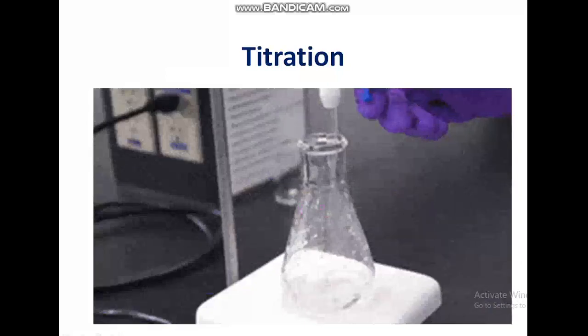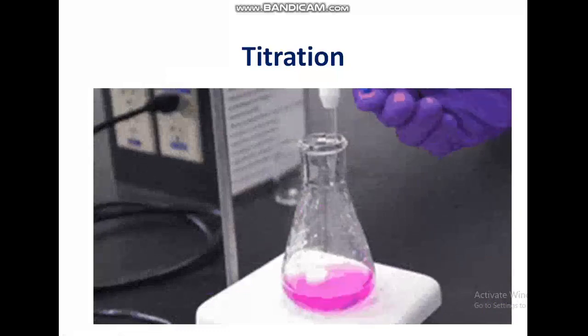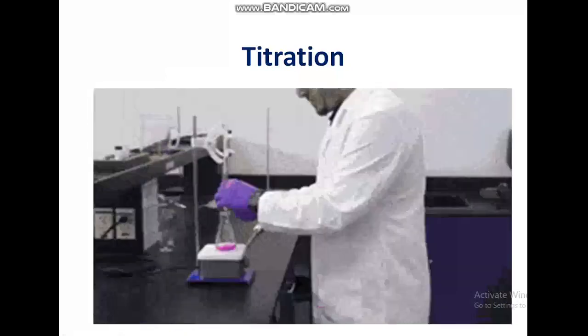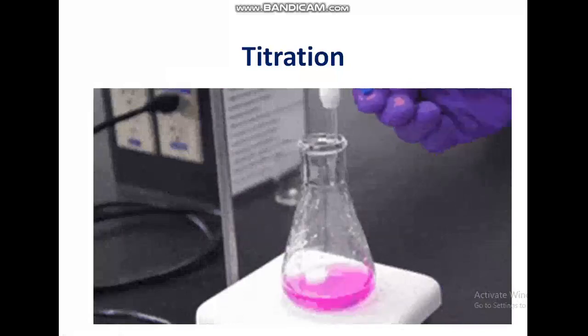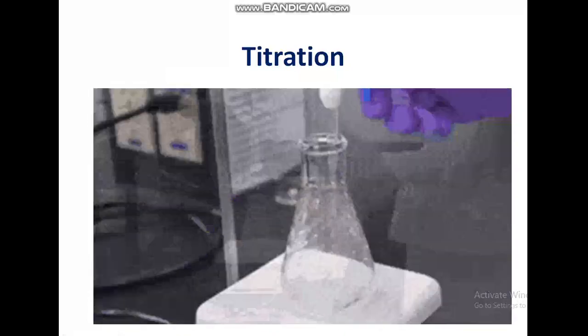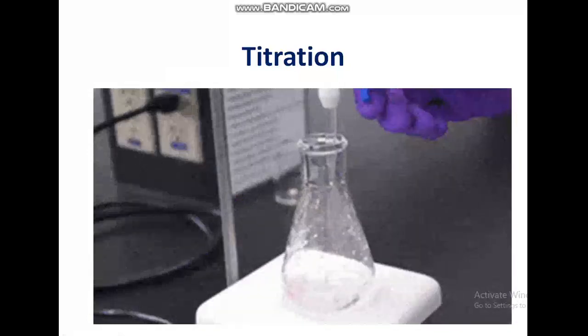What is titration? Titration is the slow addition of one solution of known concentration into a known volume of another solution of unknown concentration until the end of reaction. The end of reaction is indicated by color change, and it is referred to as the end point. This titration is also known as volumetric analysis.